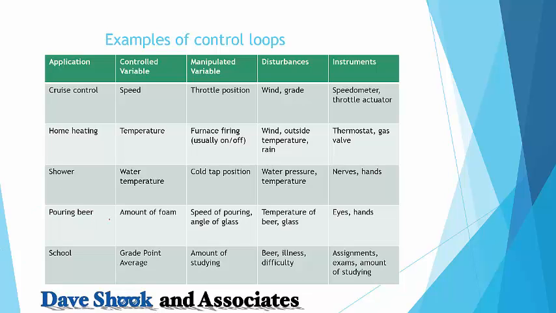Being an engineer, it's only appropriate to use an example of beer. So when you're pouring beer, while you're pouring it, you want to control the amount of foam or head on top of your beer. You manipulate how fast you're pouring and the angle that you hold the glass at. It's affected by the temperature of the beer, temperature of the glass, how clean the glass is. You use your eyes to measure the amount of foam and your hands to control the manipulated variables.